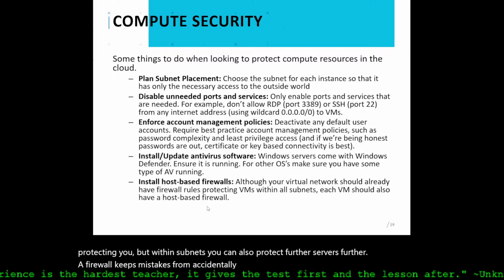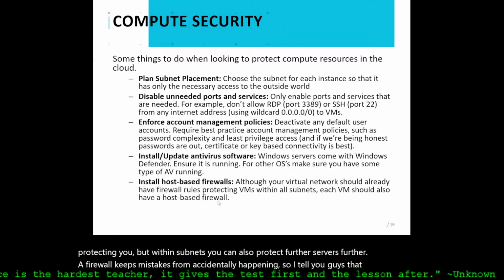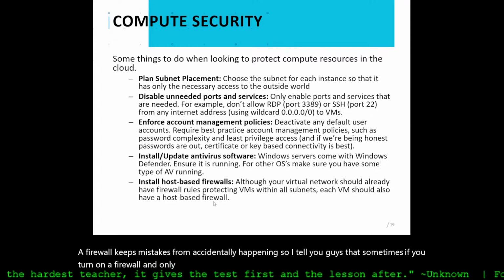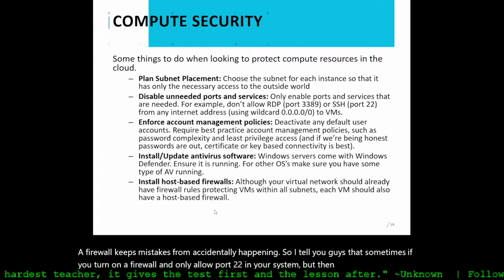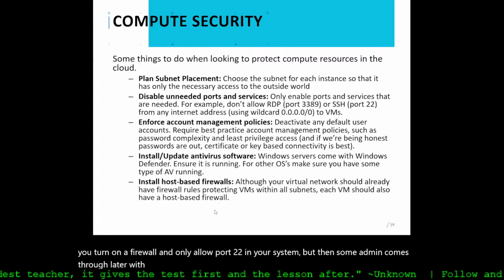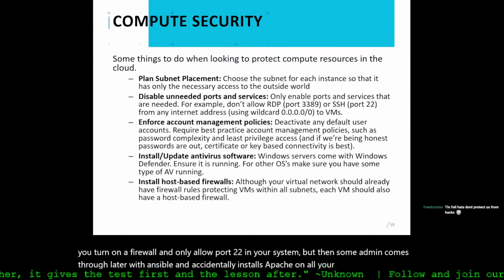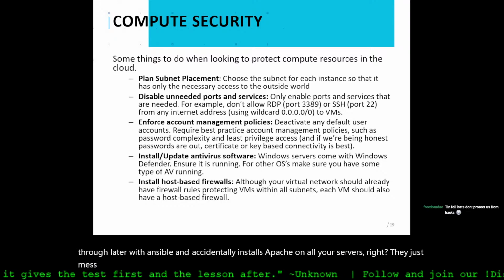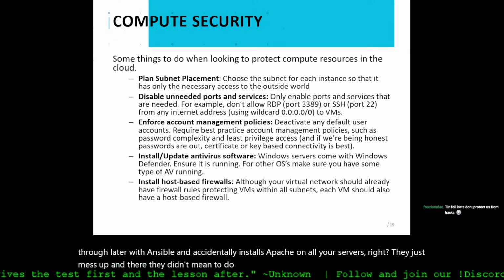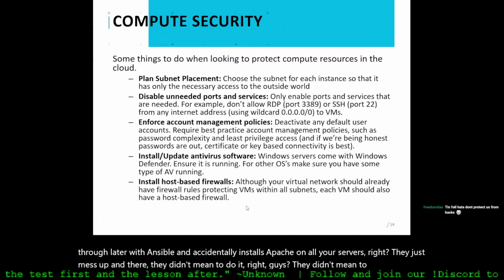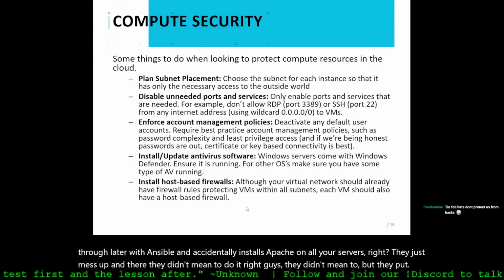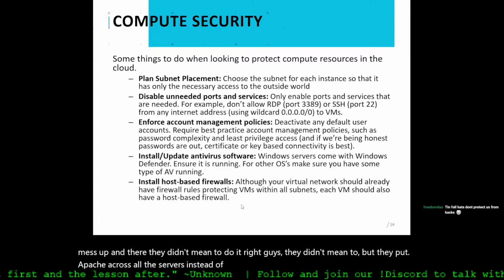So I tell you guys this sometimes. If you turn on a firewall and only allow port 22 in your system, but then some admin comes through later with Ansible and accidentally installs Apache on all your servers, right? They just mess up, and they didn't mean to do it, right, guys? They put Apache across all the servers instead of just the 3 that they meant to.